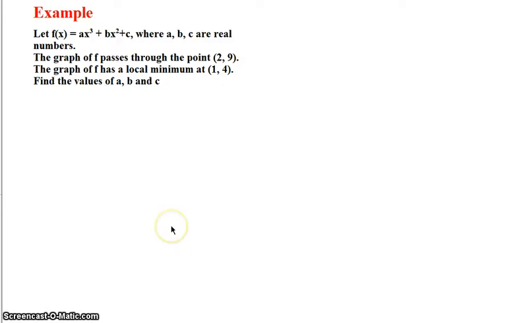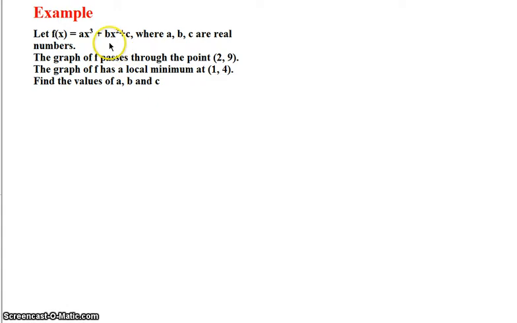I'm Mike James, and in this tutorial I'm going to show you how to solve a system of linear equations using the calculator. In this example we're given a function f(x) equals ax cubed plus bx squared plus c, where a, b, c are real numbers. The graph of f passes through the point (2, 9), and also the graph of f has a local minimum at (1, 4). We've got to find the values of a, b and c.